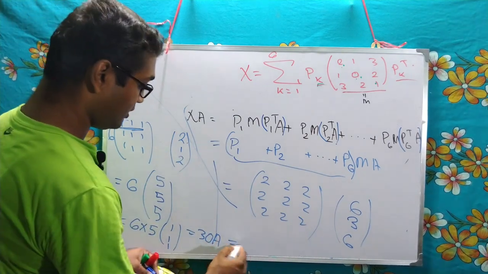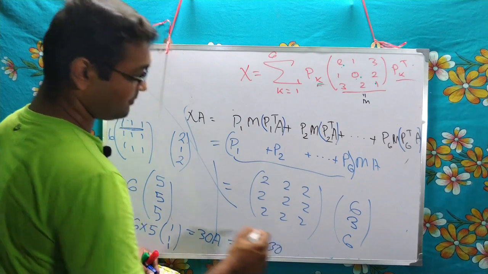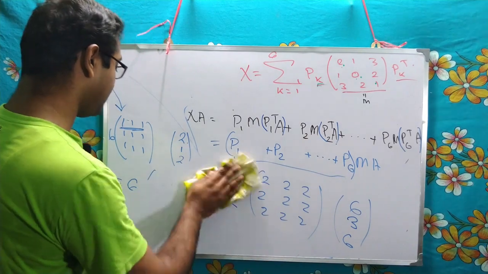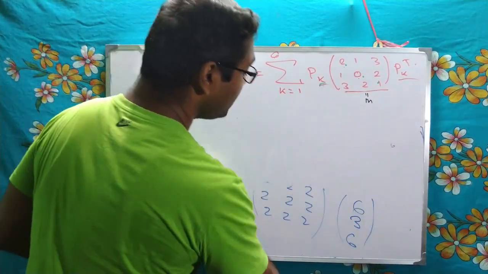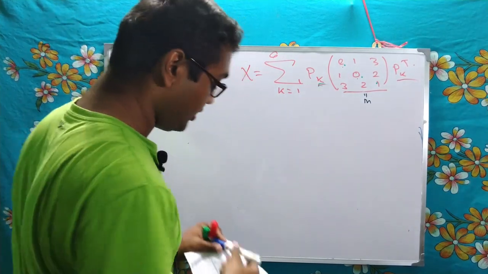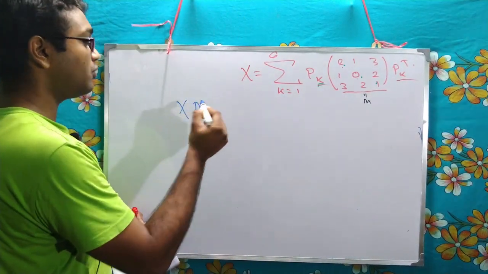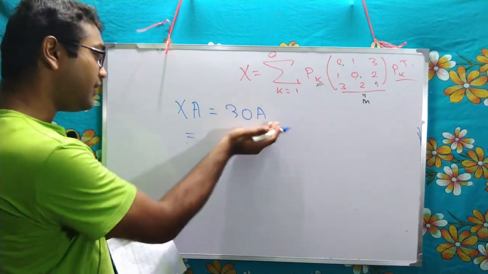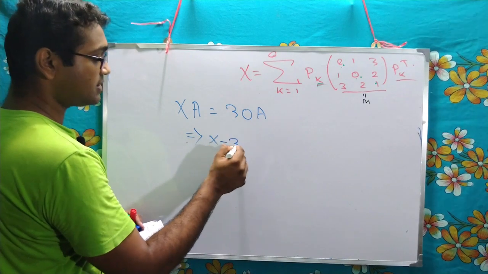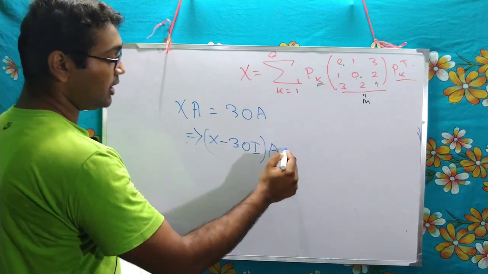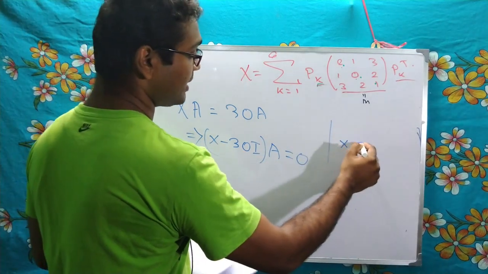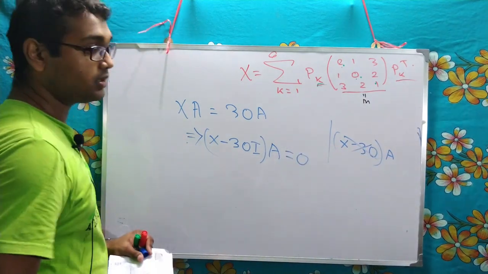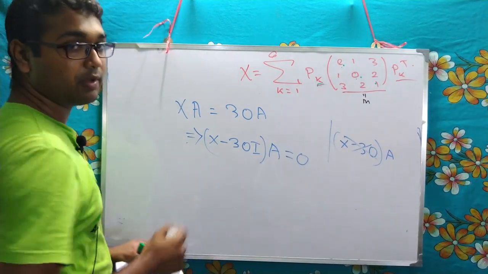That is, this alpha is equal to 30. Okay? I hope it is clear. Next, let us check the last one. What we have got from here? We started calculating XA, and we got that XA is equal to 30 into A, where alpha is equal to 30. If I take this one to this side, it will become X minus 30 identity matrix into A. Never write it in this way, like X minus 30 into A. No, no, no. 30 doesn't make any sense. It is a number. We have to multiply one matrix here. Okay?